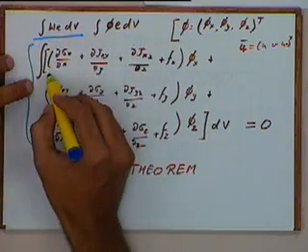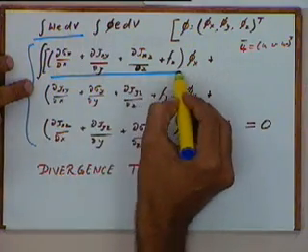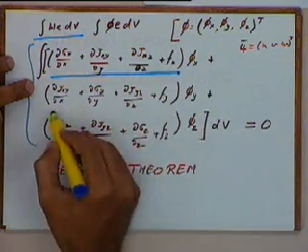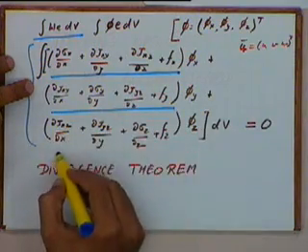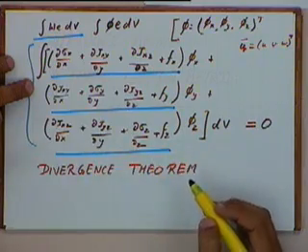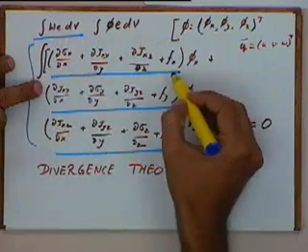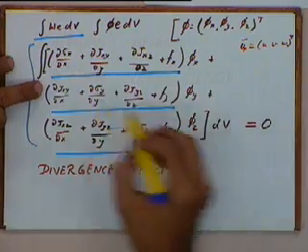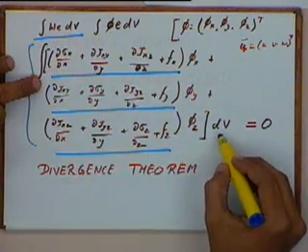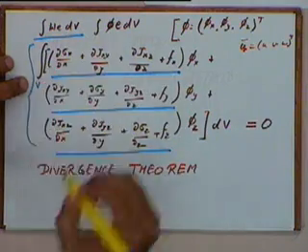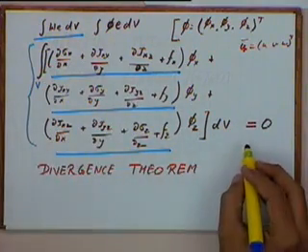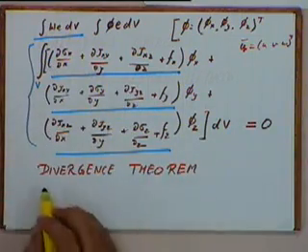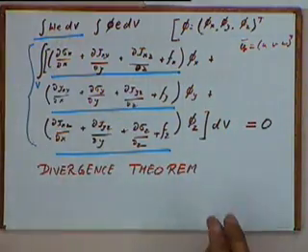That is, the first part is the equilibrium equation in the x direction, this is the equilibrium equation in the y direction, and this is the equation in the z direction. Each of these terms is multiplied by the corresponding weights in the x, y and z direction, and then integrated over the volume. So this is the volume integral, and we said it should be equal to 0.